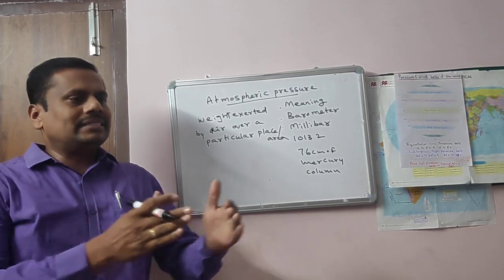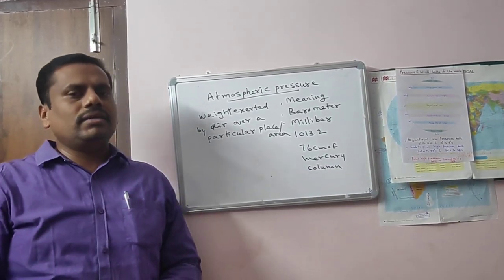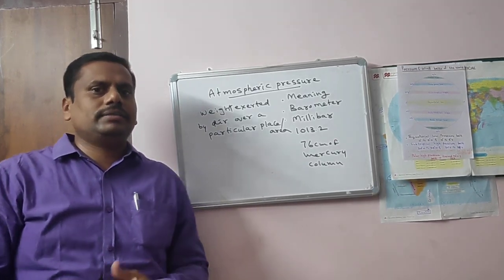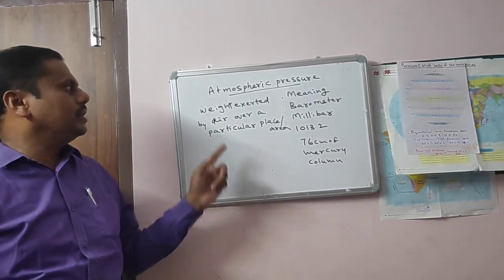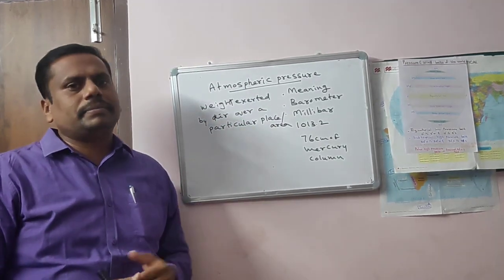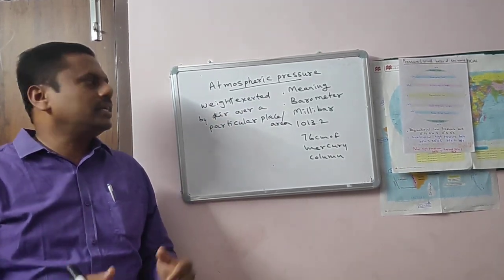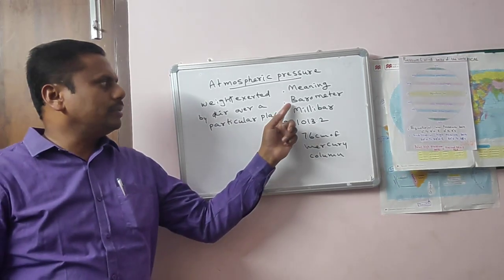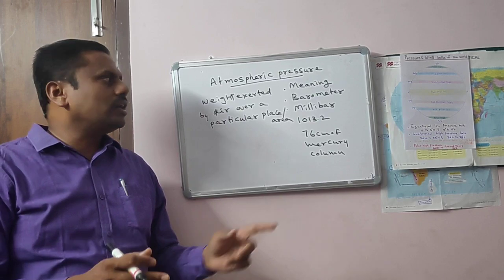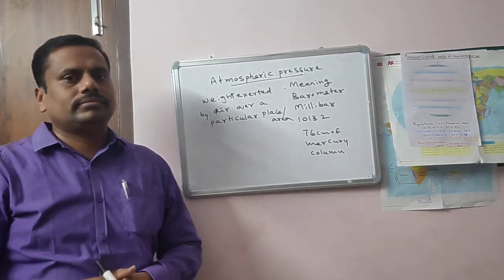Just as temperature varies from place to place, atmospheric pressure also varies from place to place. Try to understand the meaning. The weight exerted by air over a particular place is called atmospheric pressure. This atmospheric pressure is measured by an instrument called a barometer. That's why atmospheric pressure is also called barometric pressure.